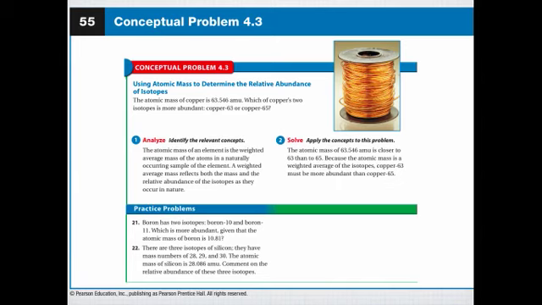Alright, so take a look at this. It says the atomic mass of copper is 63.546 AMUs. Which of copper's two isotopes is more abundant? So is it closer to 63 or 65? Well, that's pretty obvious. It's closer to 63. So the isotope copper-63 is the more abundant one. Take a look at the questions down below. Stop the video and come back when you're done.